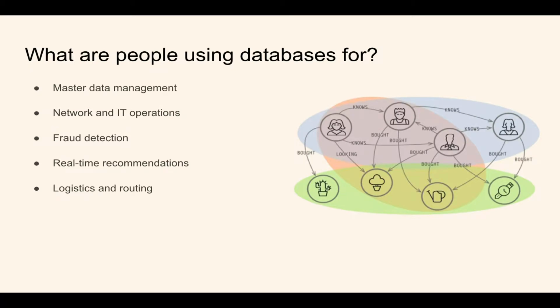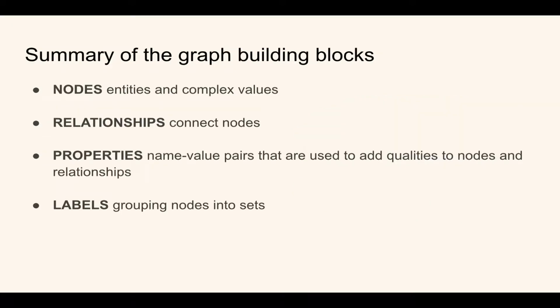Graph databases are used for MDM, network and IT operations like we are doing in ELISA right now. Then there is fraud detection and so on. And graph databases are built from 4 different blocks: nodes, relationships, properties and labels. Those are the building blocks. So next we are going to see what it's like.